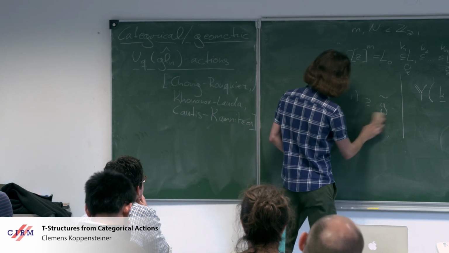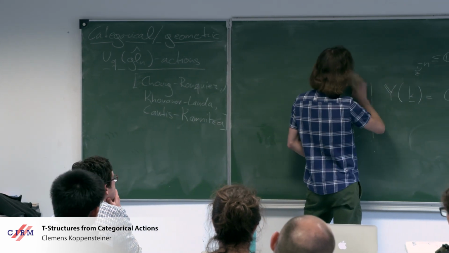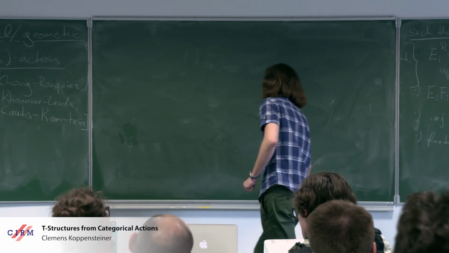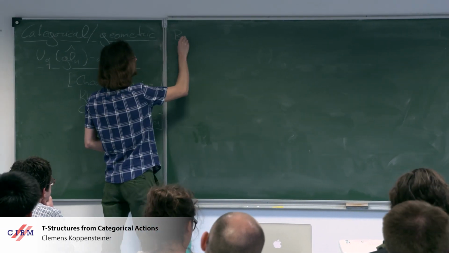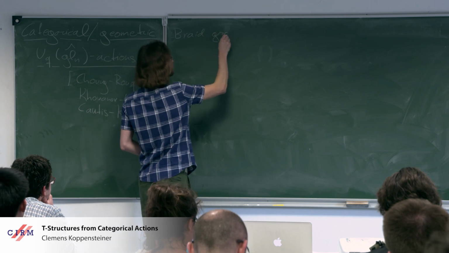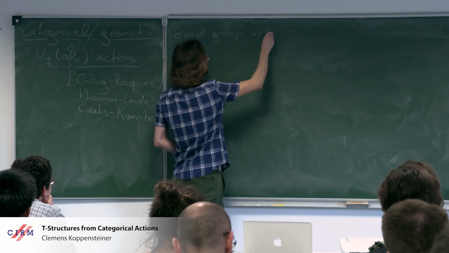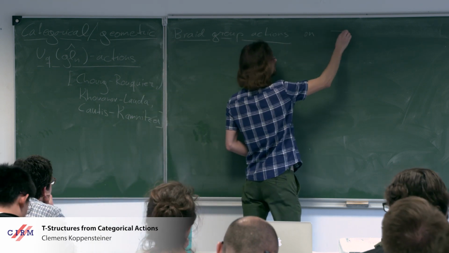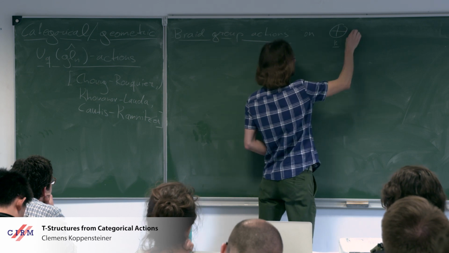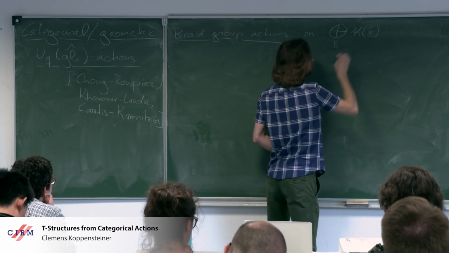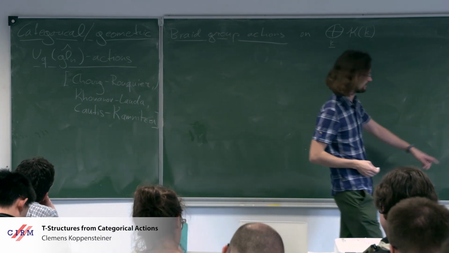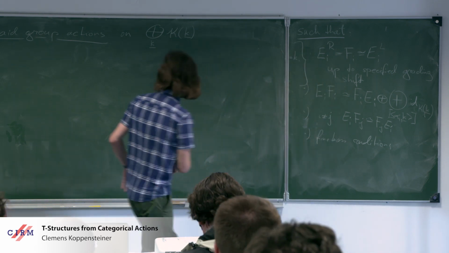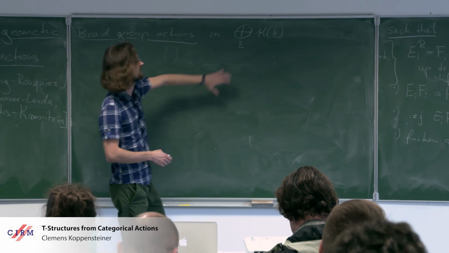So where do the braid group actions come in now? They should act on the direct sum of all these categories. Remember, I had some, well, still here I have some finiteness conditions. Fine. So this will be some finite sum.